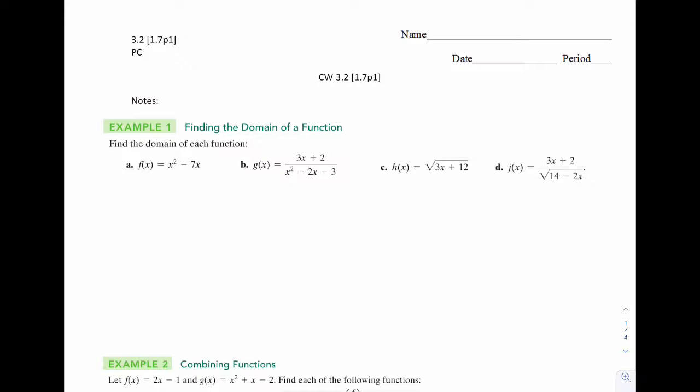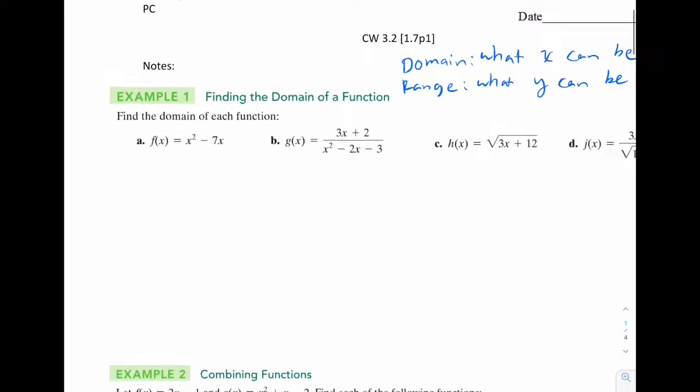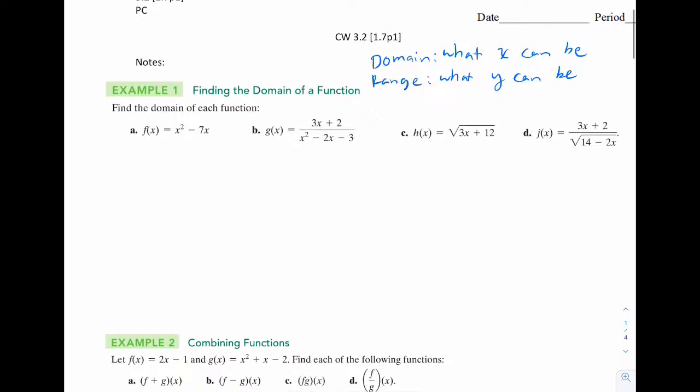Welcome to CW 3.2. Today we're going to be reviewing domain specifically. We'll talk a little bit about range just to put it in context. Recall domain, simply put, is what x can be, and the range is what y can be. So for these kinds of problems, it's more helpful to think about what x cannot be.